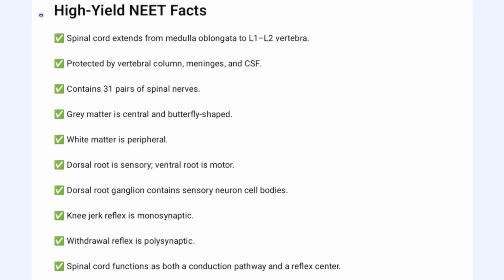Here are some lines which are important for the NEET exams. The spinal cord extends from medulla oblongata to L1 L2 vertebra, protected by vertebral column, meninges and cerebrospinal fluid, contains 31 pairs of spinal nerves. Gray matter is central, butterfly shaped. White matter is peripheral. Dorsal root is sensory, ventral root is motor. Dorsal root ganglion contains sensory neuron cell bodies. Knee jerk reflex is monosynaptic. Withdrawal reflex is polysynaptic. And spinal cord functions as both a conduction pathway and reflex center.